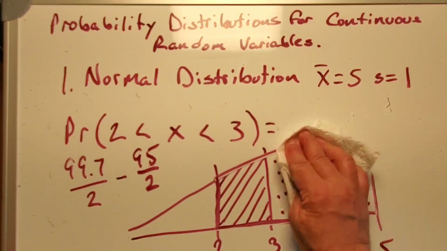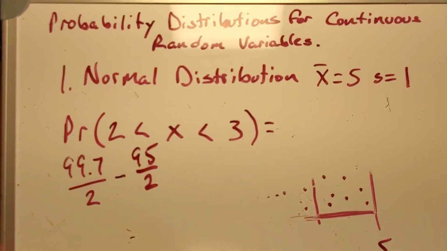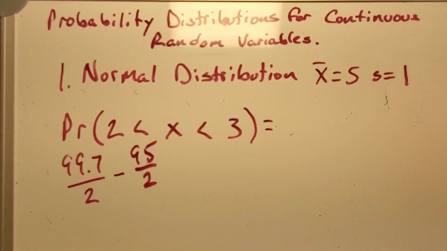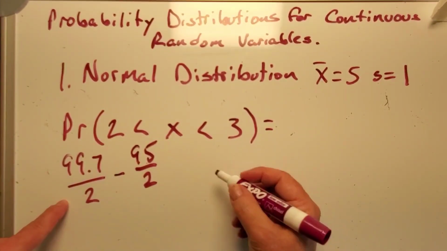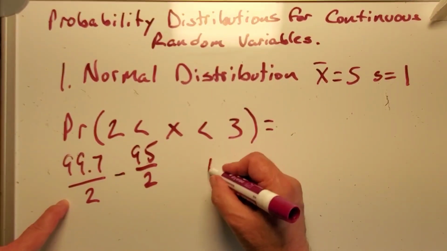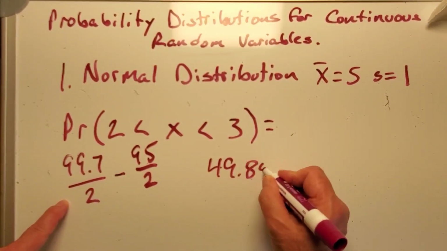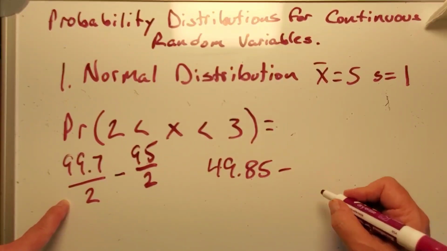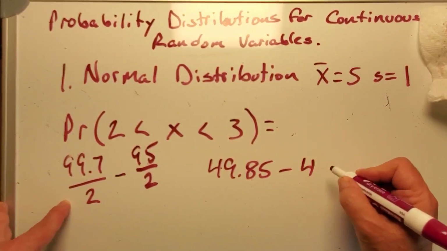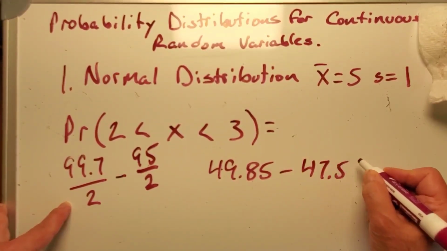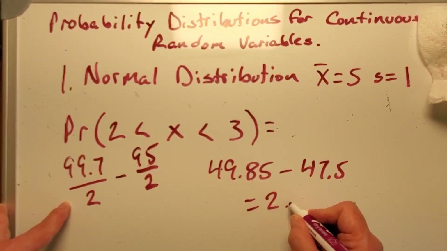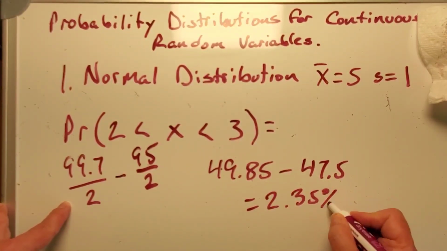Let's just finish off the math. I'm going to erase this to make more room for myself. And if I take 99.7 divided by 2, which is 49.85, and I subtract 95% divided by 2, which is 47.5, I'm going to be left with 2.35%, and that's the answer.